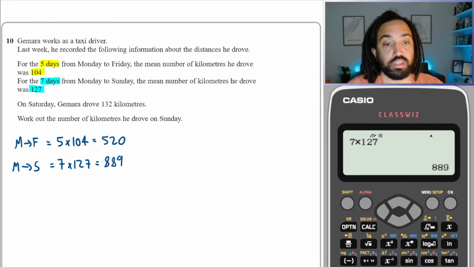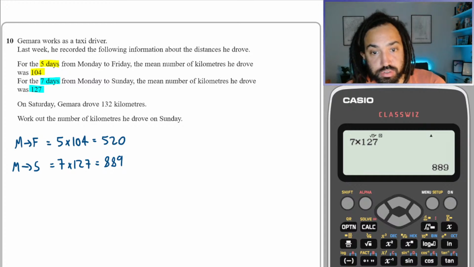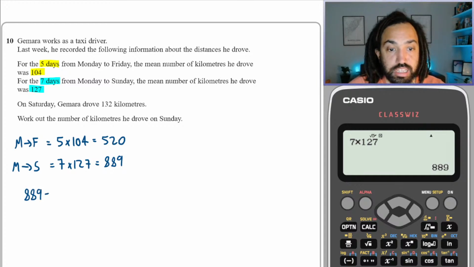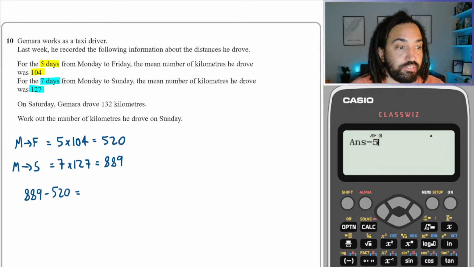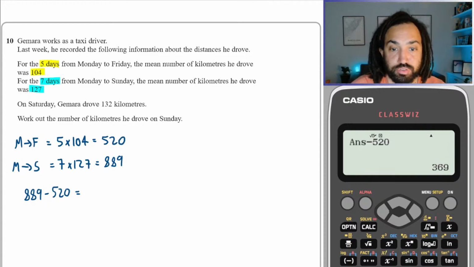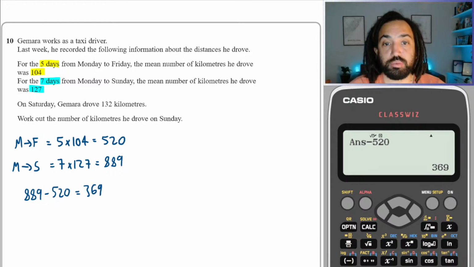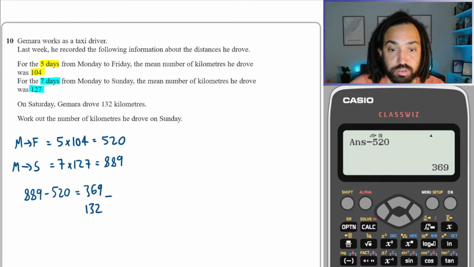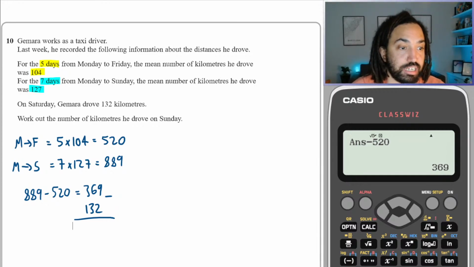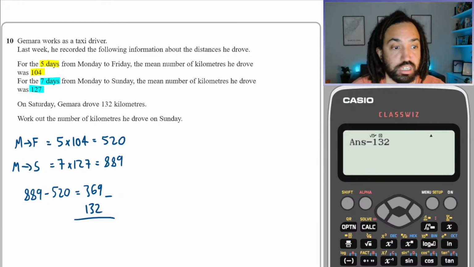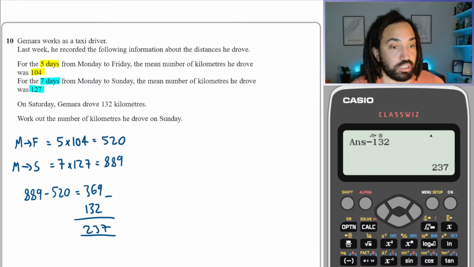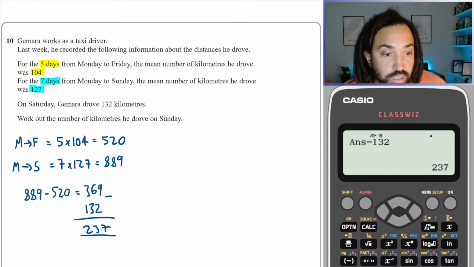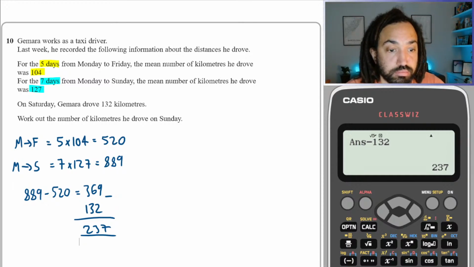Okay, so the 2 days difference is the difference between how much they drove from Monday to Sunday and how much they drove from Monday to Friday. So if I subtract 520, that gives me 369, and we know also that they drove this much on Saturday, so if I take that away, then that will be how much they've left over and driven on the final day. So 237 is the final answer there. Okay, nice one.